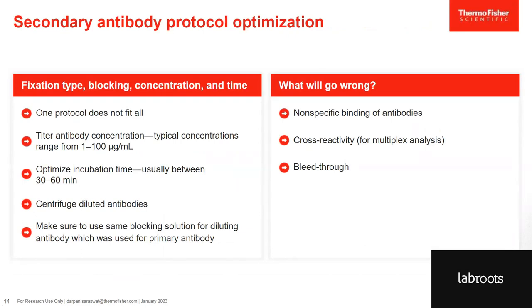As with primary antibodies, secondary antibodies should always be optimized. One protocol does not fit all. Titer antibody concentration, optimize incubation time. Make sure to use the same blocking solution for diluting the antibody which you use for primary antibody. If you don't follow these things, it will lead to non-specific binding of antibodies, cross-reactivity, and bleed-through issues.